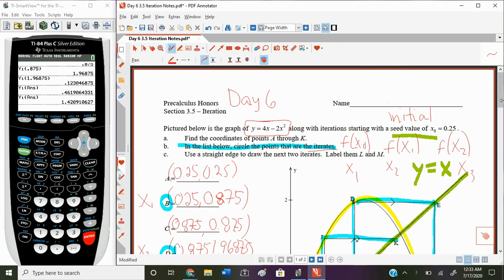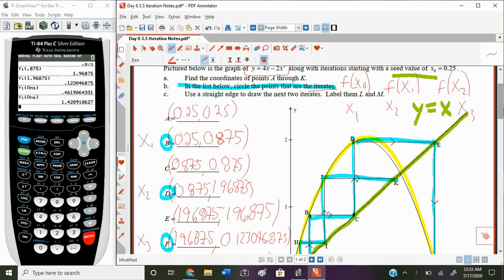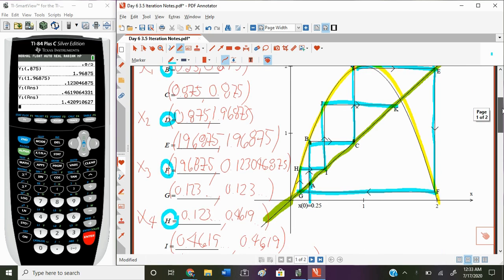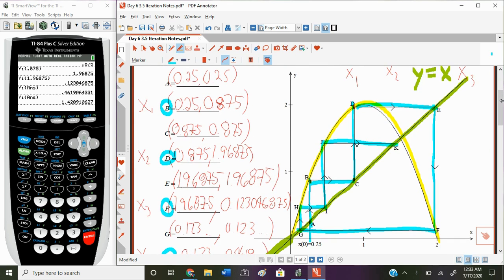All right, so to finalize this worksheet, it says use a straight edge to draw the next two iterates, label them L and M. All right, I don't have a straight edge, so I'm going to do my best to draw a nice turquoise line to figure out where L and M are. So I'm going to go back to my graph. We left off at K. All right, where is K? Here's K.